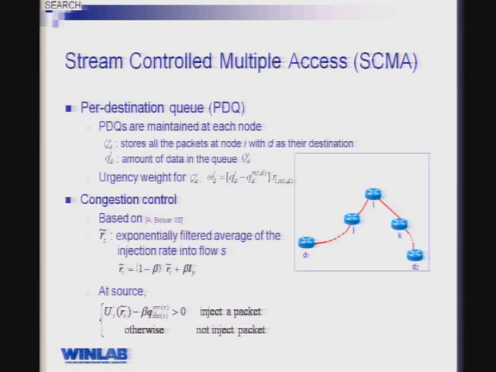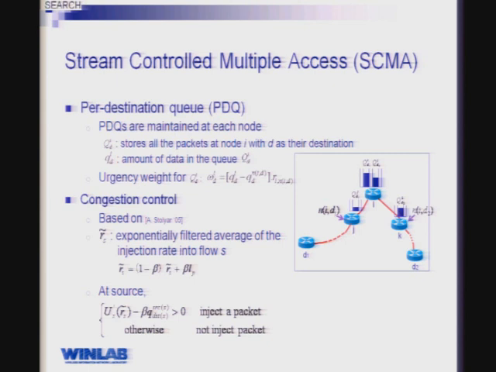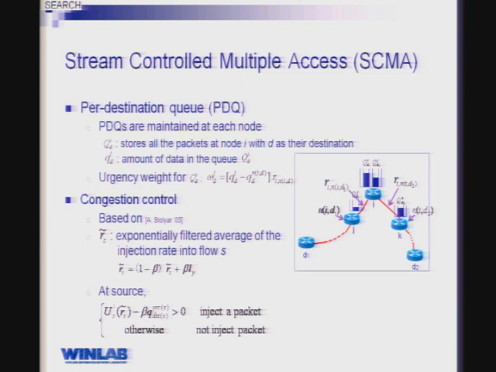There is a very important data structure in each node, the per destination queue, PDQ. The PDQ is maintained at each node, and the queue D_i at node i stores all the packets at node i with D as the destination. In this example, node i maintains two separate queues to store packets for D1 and D2 respectively. We denote NI_D as the next hop node towards D. In this case, NI_D1 should be J, and NI_D2 should be K. The rates between these nodes are denoted accordingly. So the urgency weight for the per destination queue will be the difference of the queue size at the two end nodes of the link times the rate.